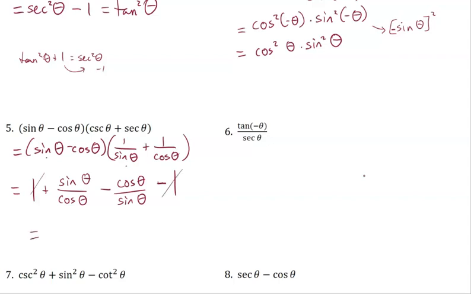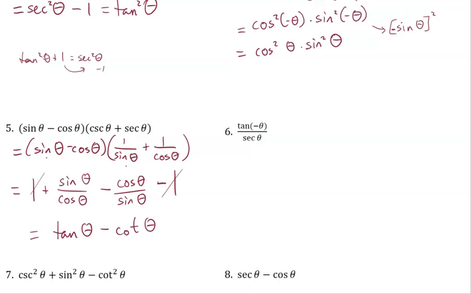1 minus 1 is 0. Get rid of those. And then I don't want these fractions. Sine over cosine is equal to tangent, minus, and cosine over sine is equal to cotangent theta. Next one, number 6.